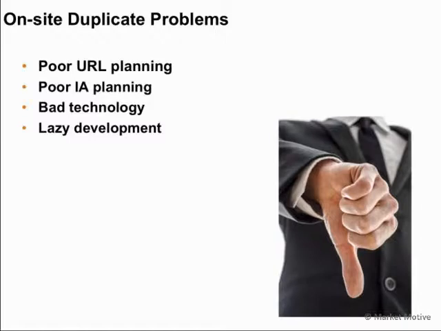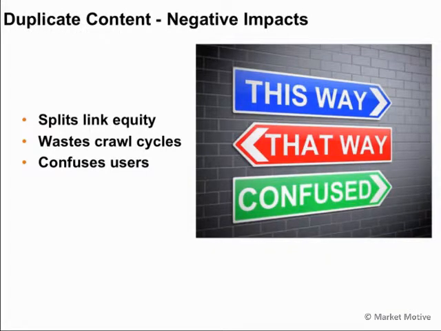But what does cause the most problem is generally poor URL planning, poor information architecture planning, bad technology that does a bad job of creating these URLs, or just lazy development in SEO that doesn't spot check the URLs, doesn't spot check for printable pages being indexed, doesn't look for a mobile version being indexed on top of the regular version of the website. So the negative impacts of duplicate content can be rippling and far-reaching. It can really cause a lot of problems with the way that your site is indexed, the content that is given value and attributed to your site.